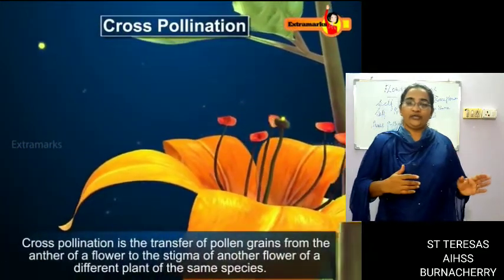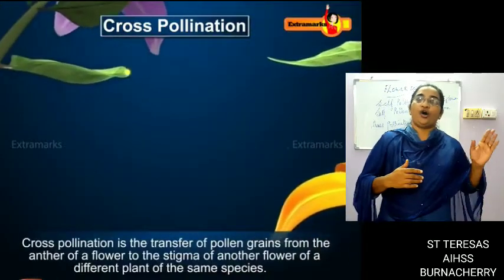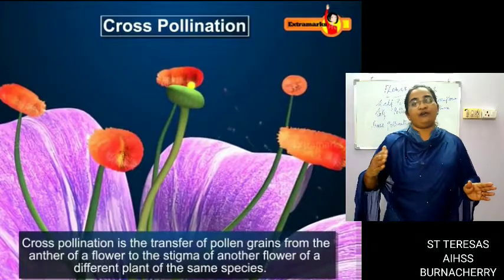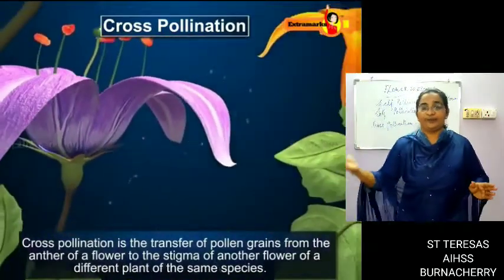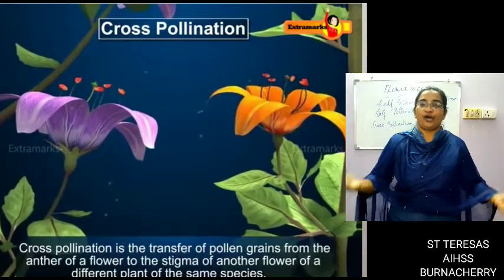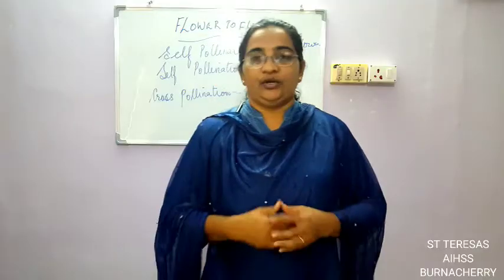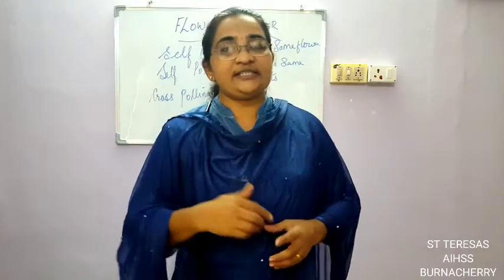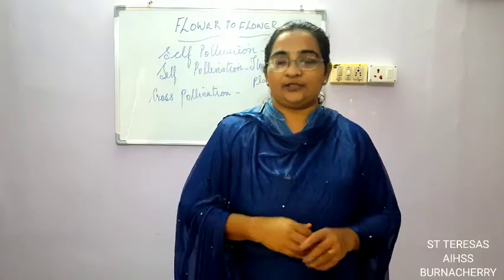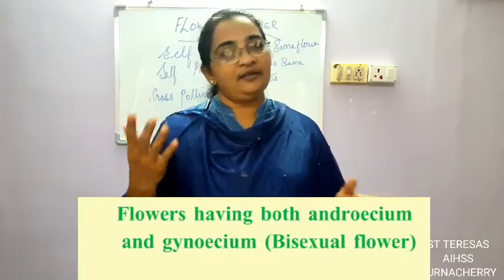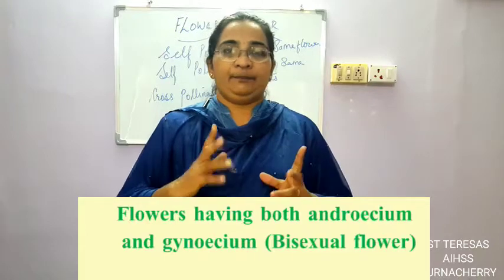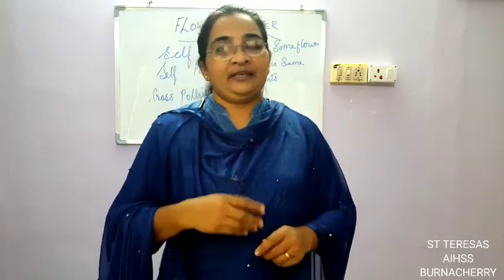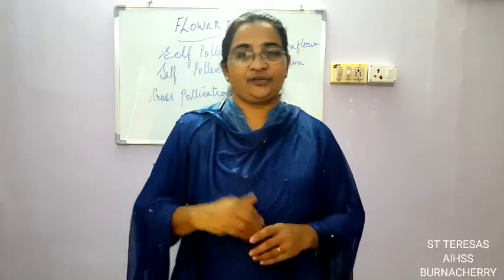What is cross-pollination? When the pollen grains of one flower on one plant are transferred to the stigma of another flower on another plant, that is called cross-pollination. So, tell me, in which flowers can self-pollination of the first type happen? Yes, only in bisexual flowers, because both the reproductive organs are in the same flower. So the first type of self-pollination can happen only in bisexual flowers.